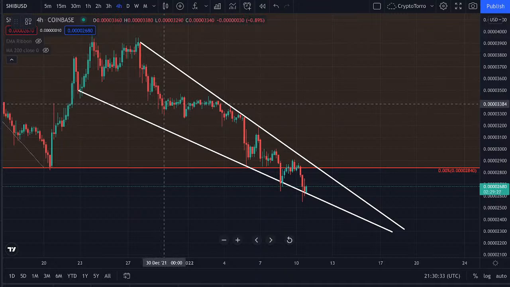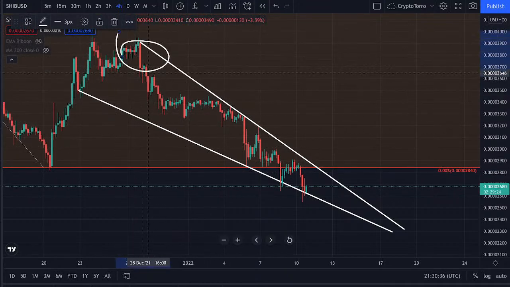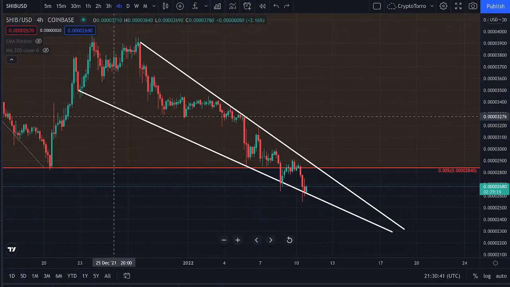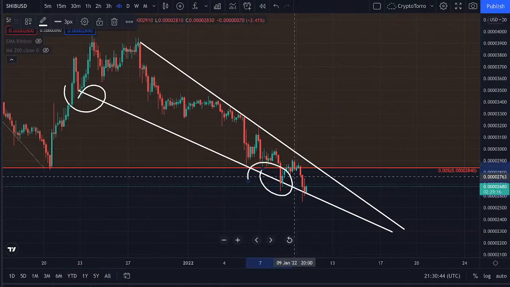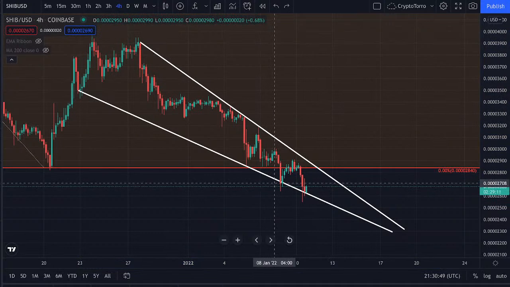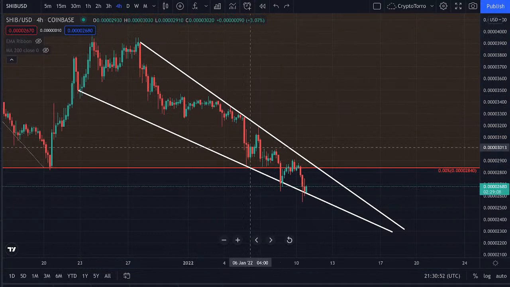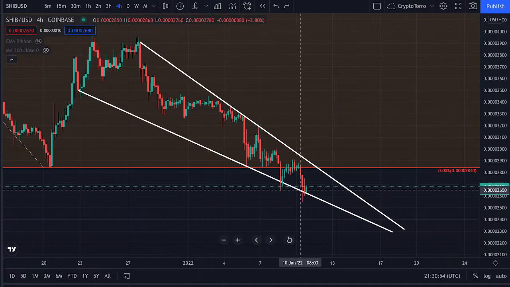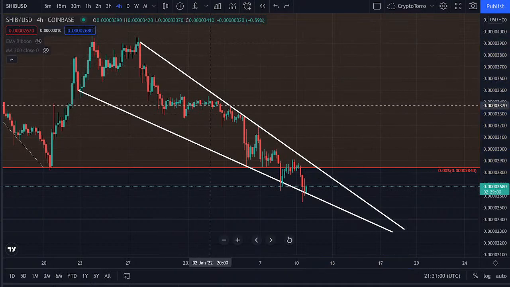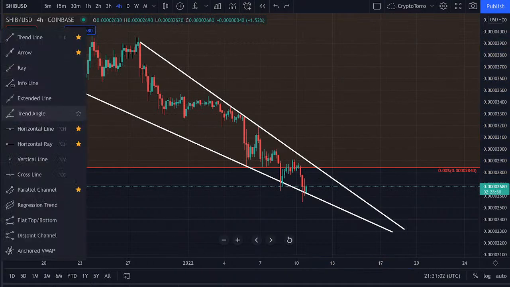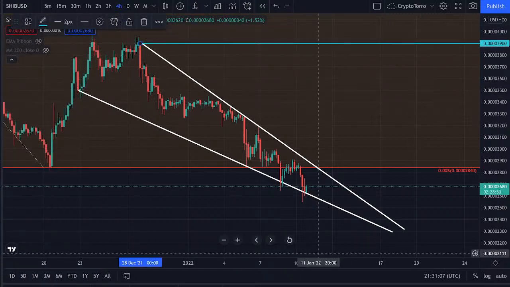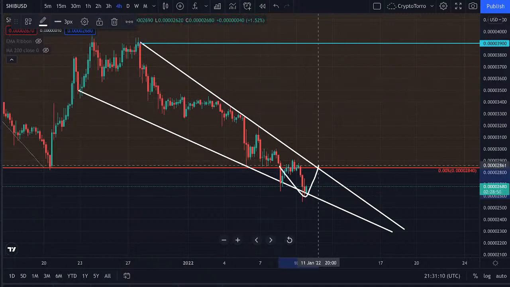Let's look at what we are currently seeing. We're seeing Shiba with multiple touch points below this descending resistance on a falling wedge pattern. We have also seen multiple touch points on top of this descending support. So we are inside of this falling wedge pattern, and it's a confirmed pattern. So this is absolutely very important. And if we do see a breakout occur above this descending resistance and a move towards the upside taking place, the breakout target would be at this point in time, where we saw the beginning of this falling wedge pattern. So that is absolutely something you do not want to miss out on.